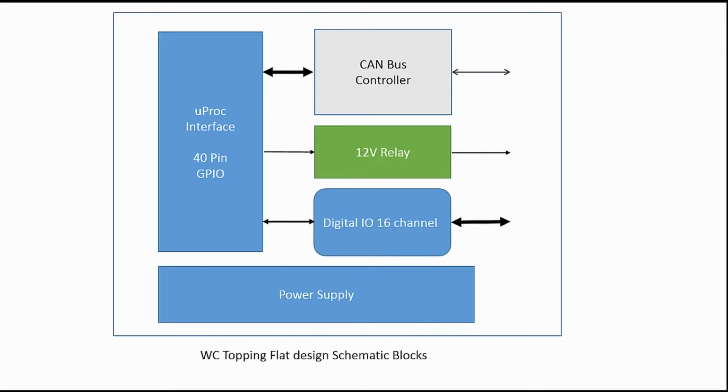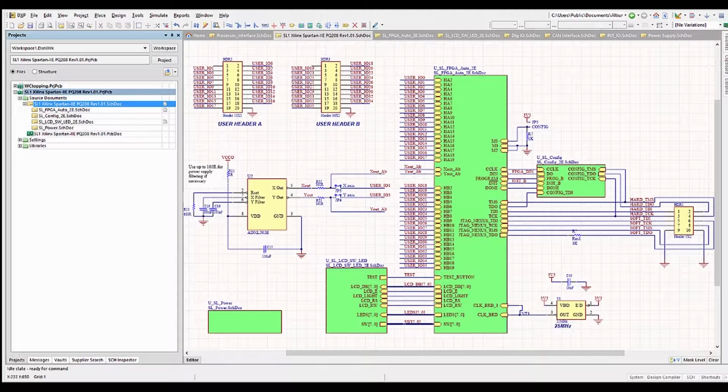The WC topping design consisted of a few schematics and was simple enough so that it didn't require using a hierarchical design approach. We can, however, use this example design to demonstrate the process for creating hierarchy in Altium. Altium provides for both top-down and bottom-up design approaches. In fact, these approaches can be mixed without difficulty, as we will see in this module.